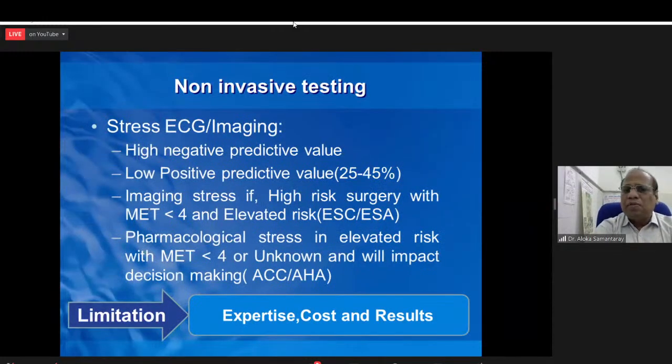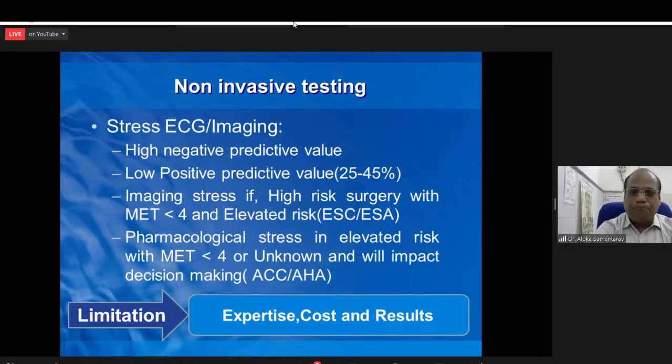The next non-invasive testing is stress ECG or the imaging modality. Both the US guidelines, the American guidelines and the European guidelines favor use of stress imaging, either exercise stress testing, using dobutamine, or an image stress testing. However, the main problems with this type of testing are that it needs facilities to be available to do a scintigraphy, or it needs expertise to interpret, the cost of this investigation, and finally, the inconclusive results in many of these cases.